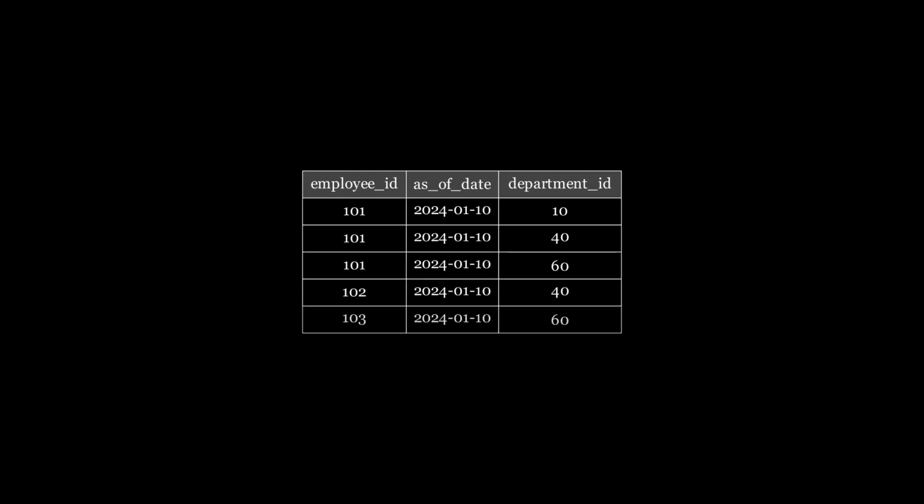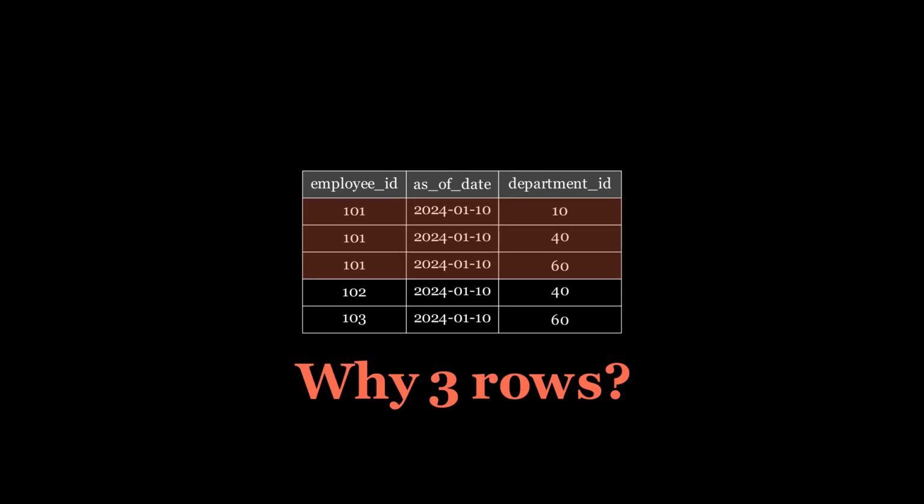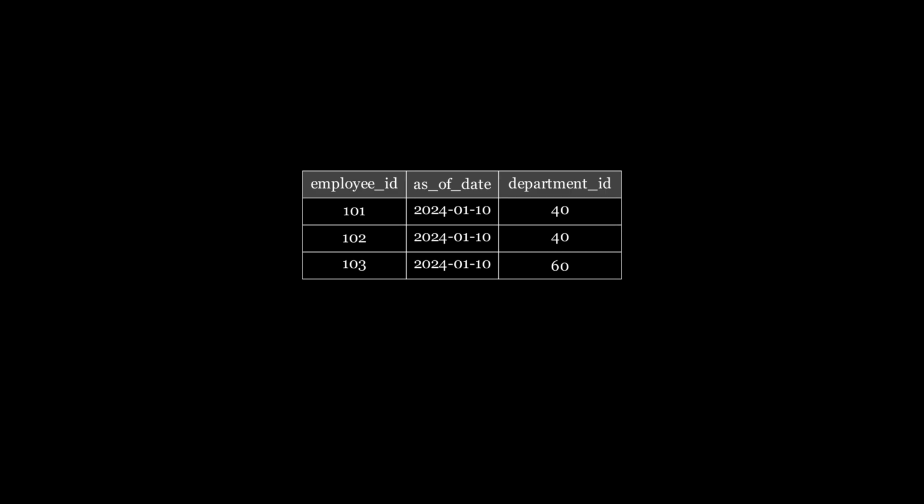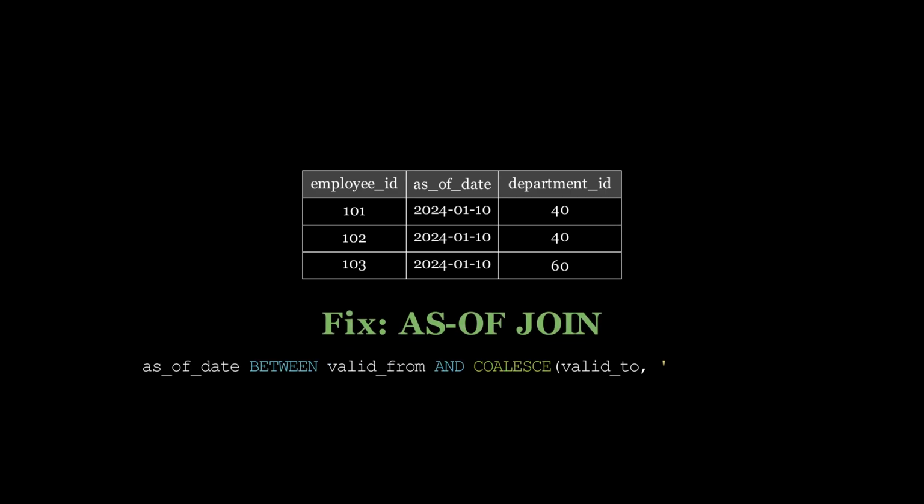Seeing 3 managers for 1 employee on the same day, that's a broken temporal join. Here's the exact as-of pattern to always get 1 correct row and the overlap tiebreaker. Stick around for the copy-paste template.